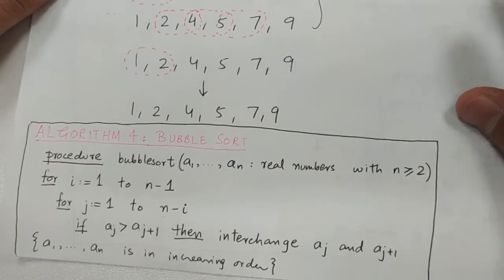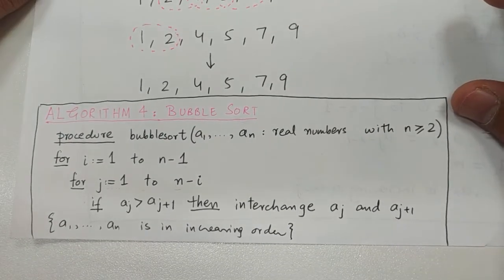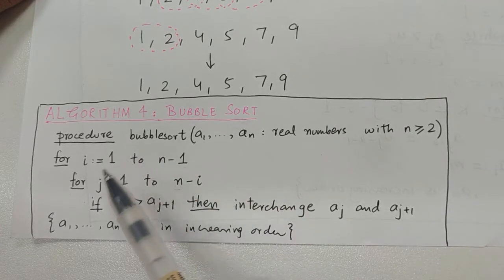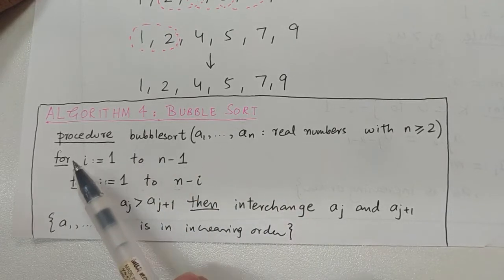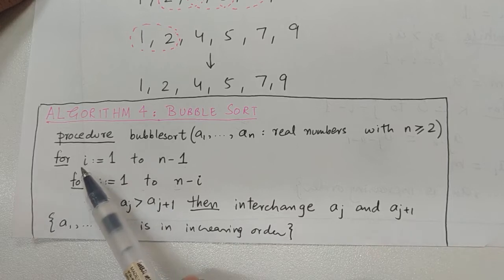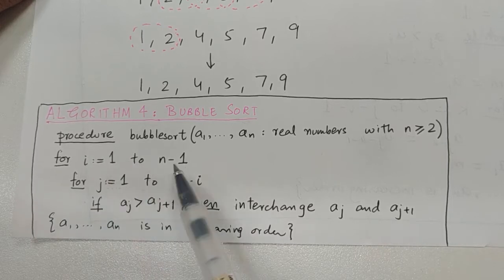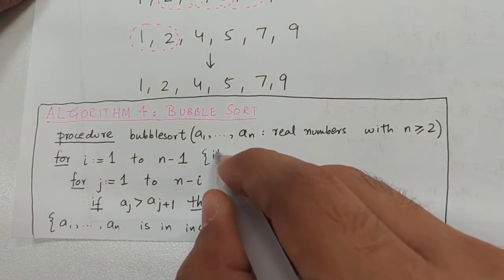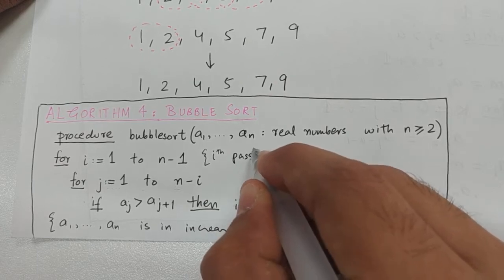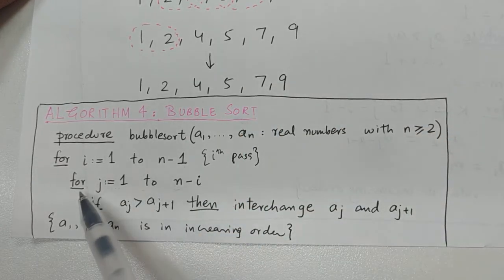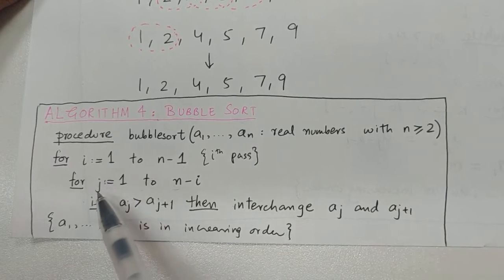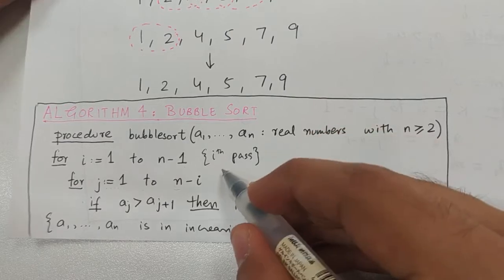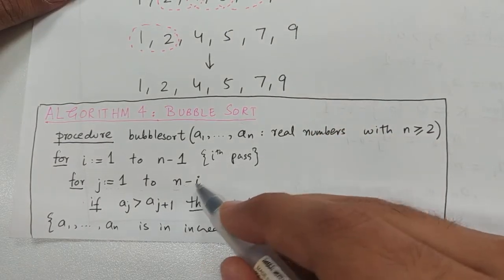And the way we write this algorithm in pseudocode is as follows. Your inputs are n real numbers. You start off your first for loop, which basically tells the variable i to go from 1 to n-1, which basically, if you think about it, this is the ith pass. And then within each pass, you will have another variable j which will go from 1 to n-i. So n-i for the first pass will basically be 6 minus 1.